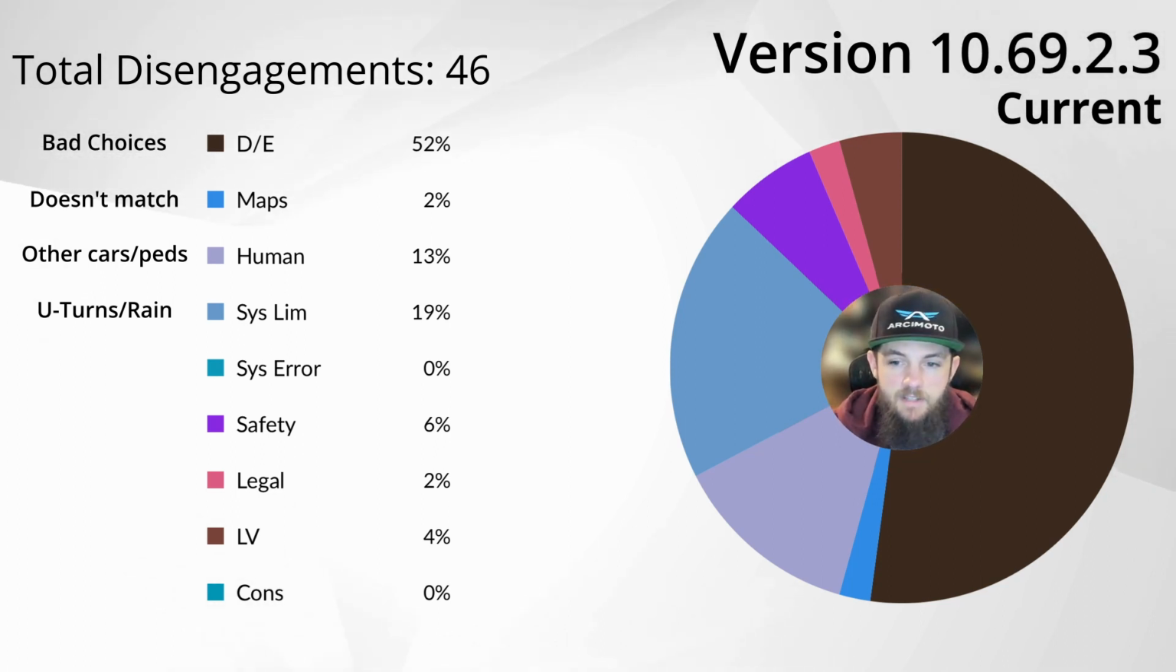And speaking of system errors, on 6.9.2.3, I haven't gotten any red wheel or massive system errors, so that's a major win over 1,300 kilometers of driving on .2.3.